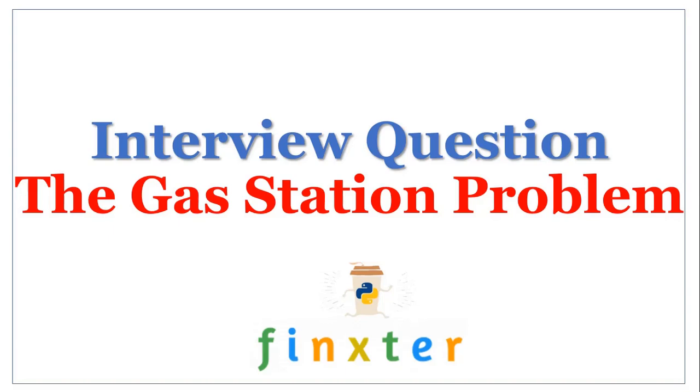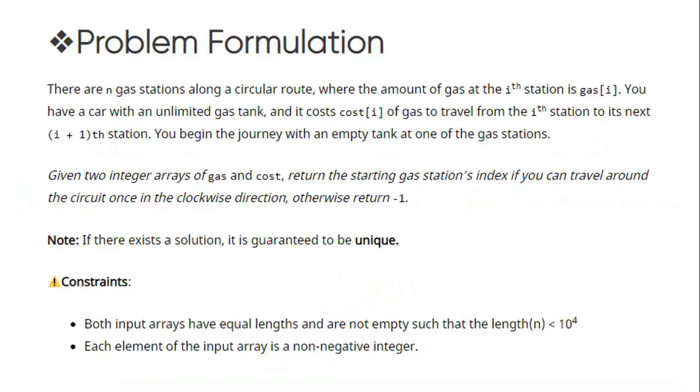Now, with the help of an example, let us understand what this question asks us to do. This is the problem formulation. There are n gas stations in a circular route where the amount of gas at the ith station is given by gas at the index i.